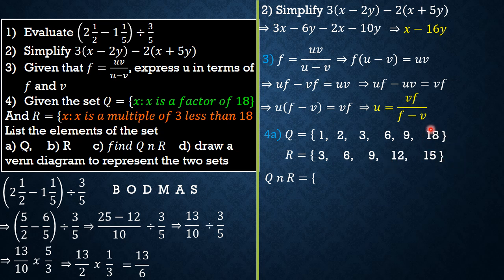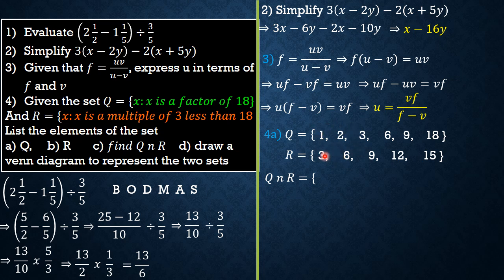So guys, at this point 18 is not included, so we end at 15. All right. The next one wants us to find Q intersection R. So friends, Q intersection R are simply going to be those elements that are found in Q and R at the same time. So let's look at 1.